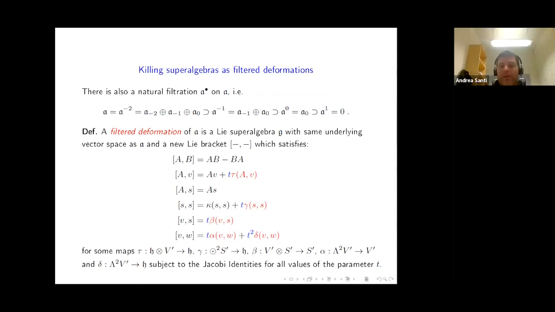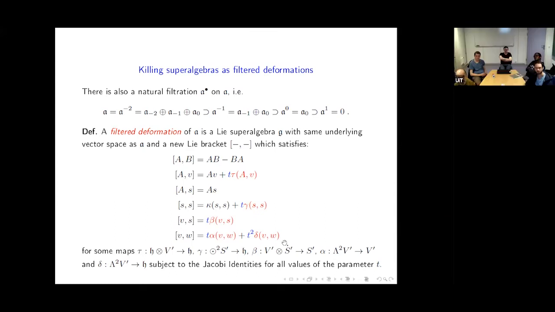decomposable. Do you assume any kind of surjectivity for the maps tau and gamma? No. We don't assume anything. It's purely the assumption that degree minus two is all of V and degree minus one is all of S. And that's all. And then you start to investigate the Jacobi identities of such a structure here.